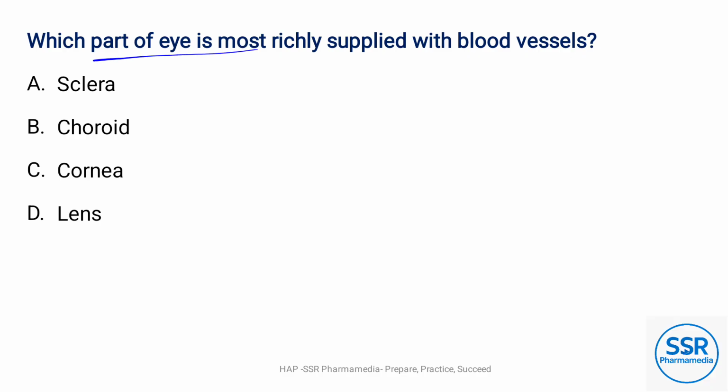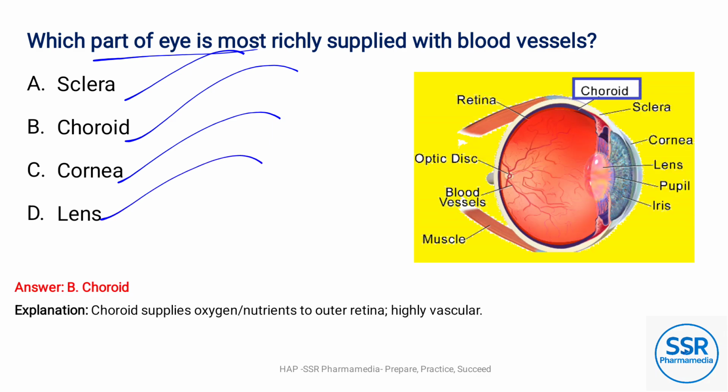Which part of the eye is most richly supplied with blood vessels? Option A sclera, option B choroid, option C cornea, option D lens. So the answer is option B, choroid. The choroid supplies oxygen and nutrients to the outer retina and is highly vascular. This part is called the choroid.